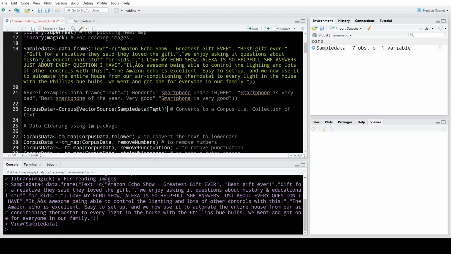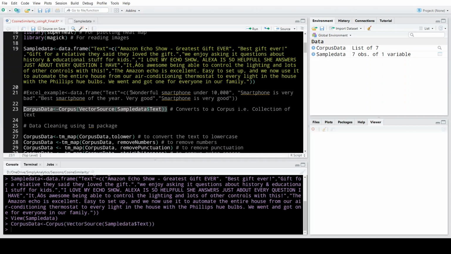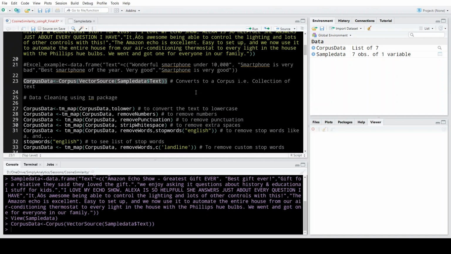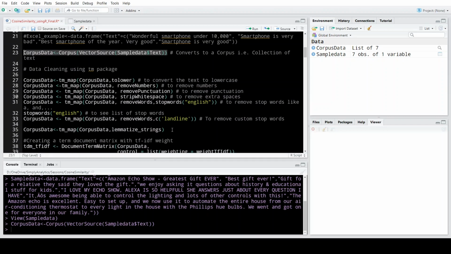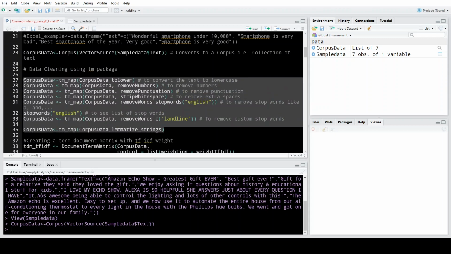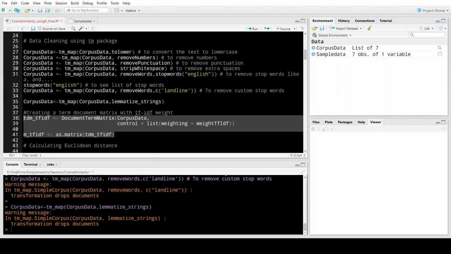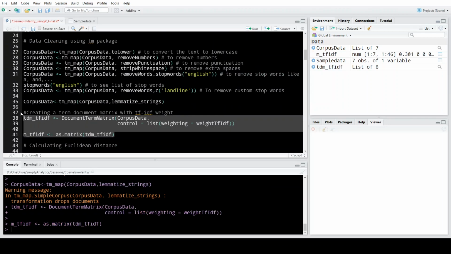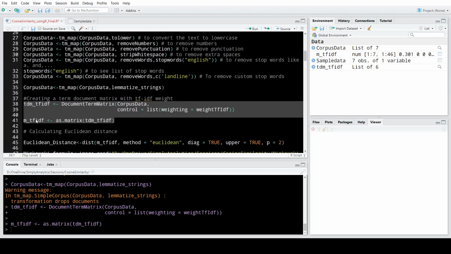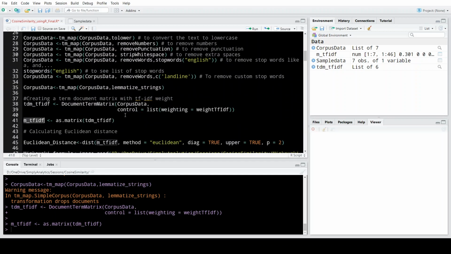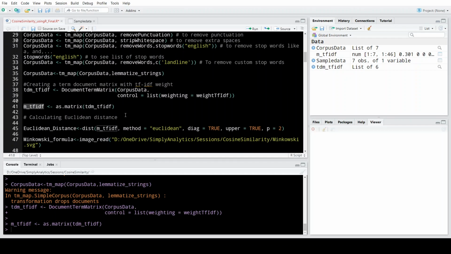As we did in the tf-idf and workflow tutorial, we will convert the text into a corpus, which is a collection of text, and perform data cleaning activities using the tm package commands. Post that, we lemmatize the data and convert the corpus into a document term matrix using the tf-idf method. This is not very readable, so we convert this into a matrix and store it in m underscore tf-idf.